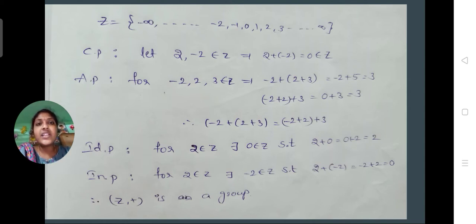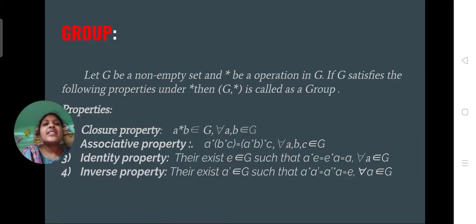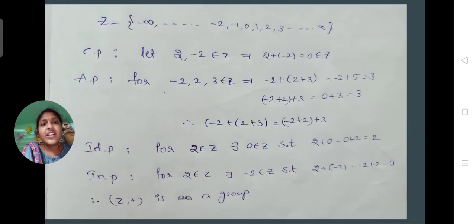The first property is closure property. Closure property means, as I already said, A star B belongs to G. Here I take the binary operation as addition. Let us take any two elements from the integer set, 2 and minus 2. These two belong to Z. Then that implies 2 plus minus 2, here I take addition as the operation, so 2 plus minus 2 is equal to 0.